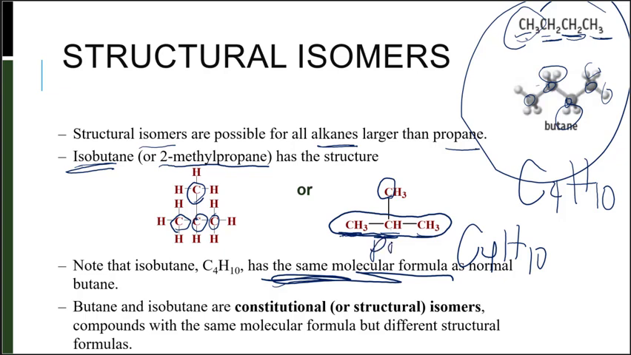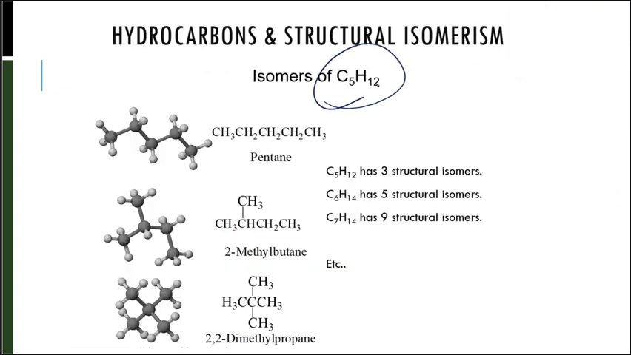So we would call that propane. And off of the second carbon, we have a methyl group, which is where they get 2-methylpropane. It's still the same formula, which is why it's called an isomer. Let's look at pentane, C5H12.